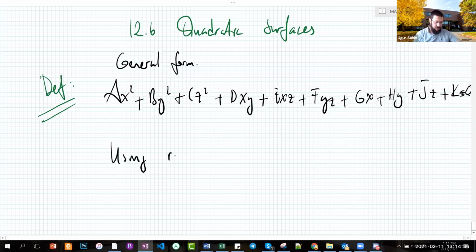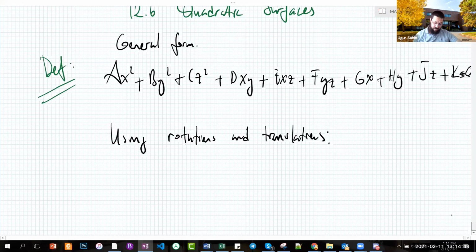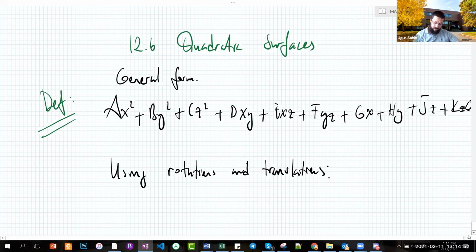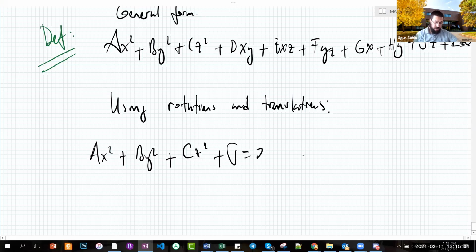Using rotations and translations, we can reduce this one, either this one or that one: Ax squared plus By squared plus Cz squared plus J, which is equal to 0, or Ax squared plus By squared plus Iz, which is equal to 0.